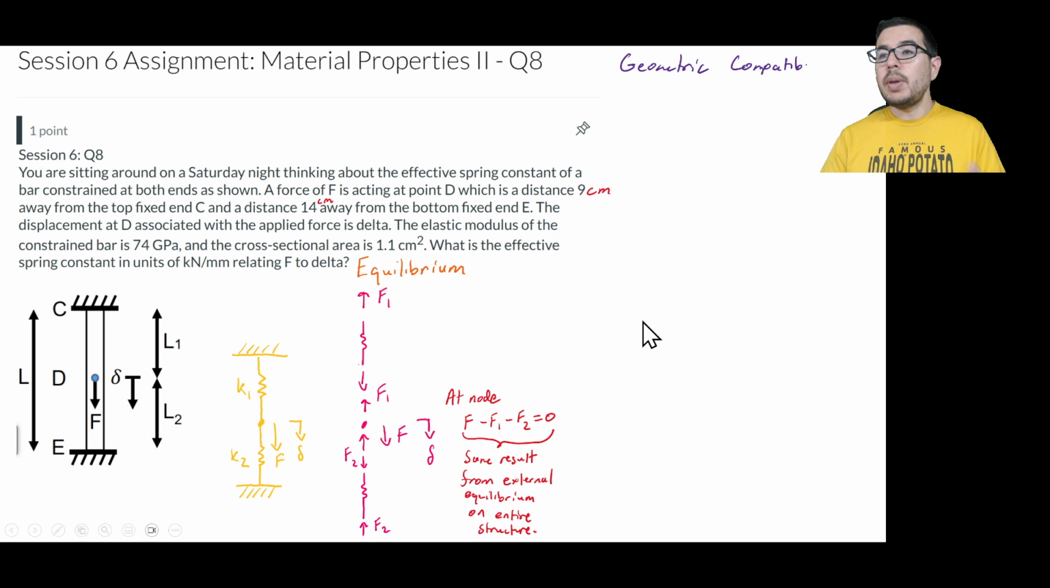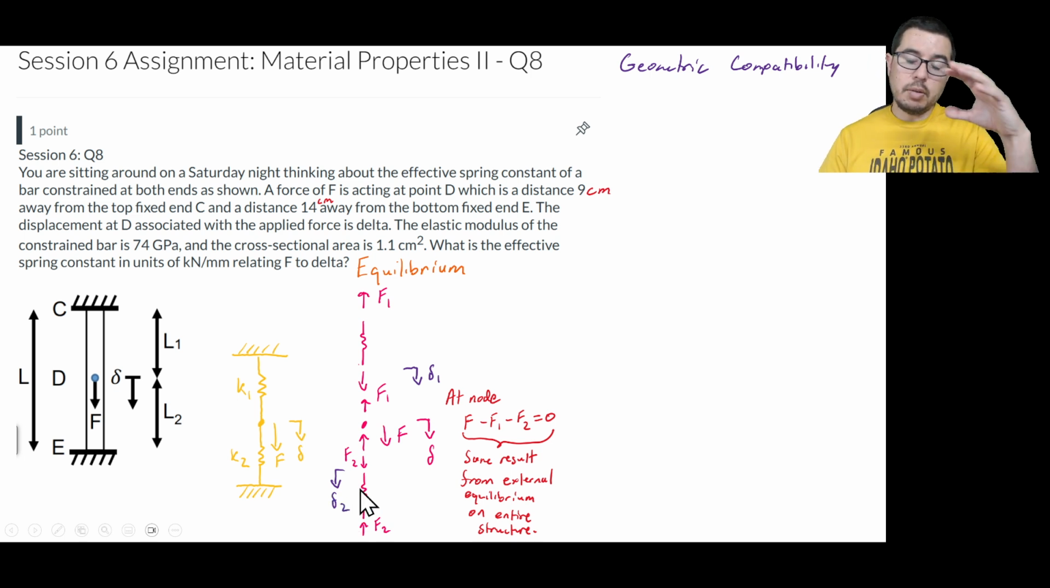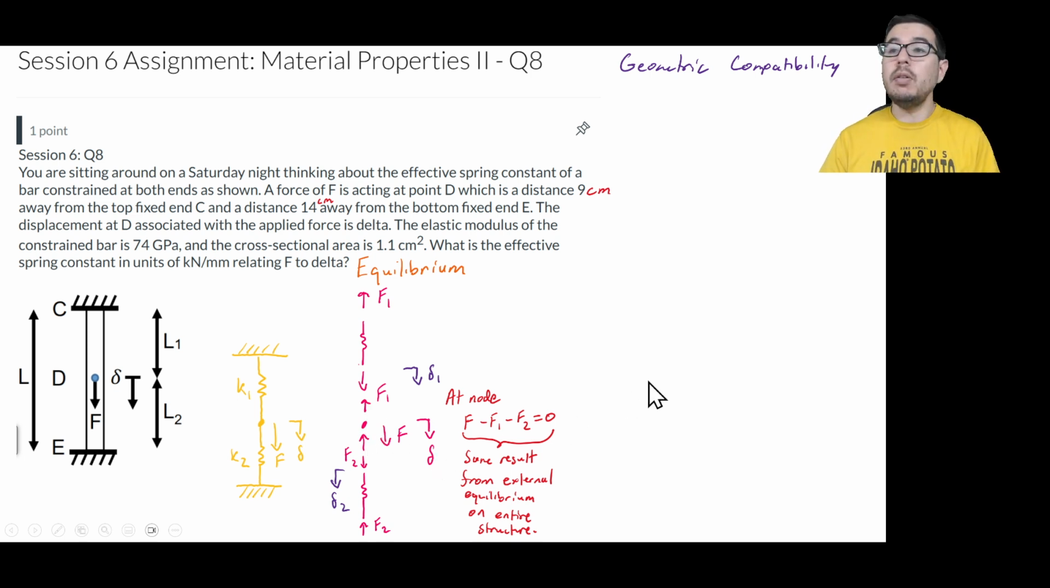Now, moving to geometric compatibility, we're going to think about how this displacement is similar to the displacements that the springs are experiencing. For example, we have a delta 1, the displacement going downward of this end of the top spring. And if we think about a delta 2, we have a displacement that the spring on the bottom is undergoing. And what do we know? These two springs are connected at this node that is experiencing displacement delta.